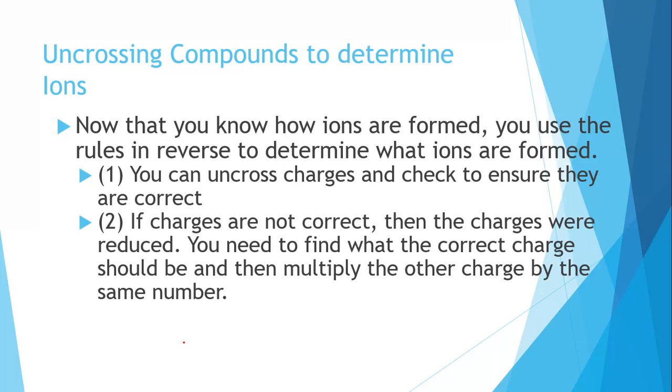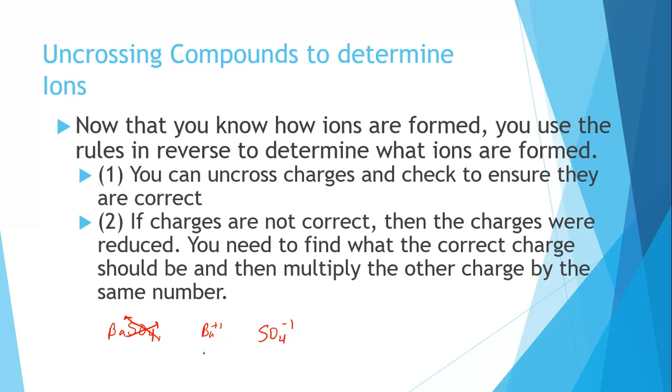So let's do an example of this because we haven't seen it. For example, let's do BaSO4. If we uncross them, we have a number here. There's no number outside the parentheses, so this is an understood 1. So that splits into Ba+1 and SO4 -1.